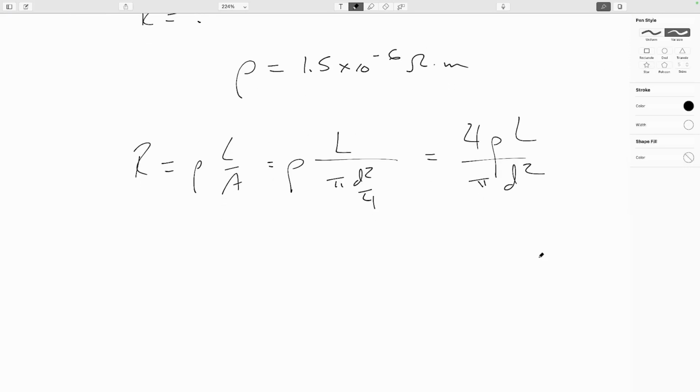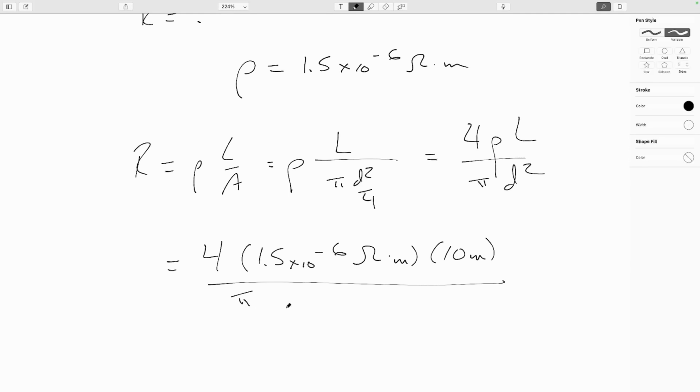All right, so we can go ahead and plug in here. This will be 1.5 times 10 to the negative 6 ohm meters. We said that the nichrome wire is 10 meters long, over pi. And then I said it was 0.1 millimeters in diameter, so that's 0.0001 meters in diameter squared. If you grind that through, you get 1,910 ohms, which is a perfectly respectable value for a resistor.